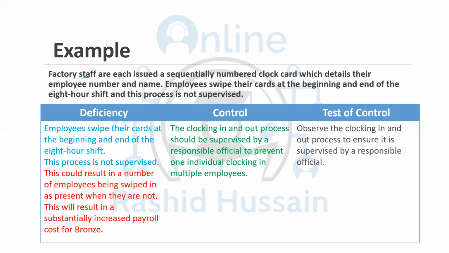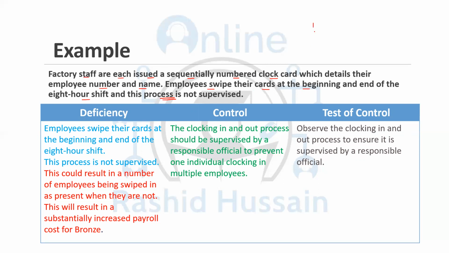Factory staff are each issued a sequentially numbered clock card, which details their employee number and name. Employees swipe their cards at the beginning and end of the 8-hour shift. And this process is not supervised. So the thing is that actually there is a machine on the entrance, and you have to swipe your card over there. And once you swipe your card, you are allowed to enter. And similarly, when you are going back at the end of the day, you have to swipe it again. Now, this process is not supervised.